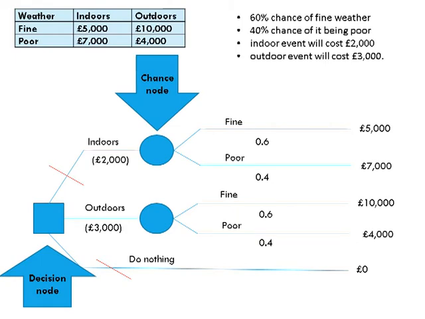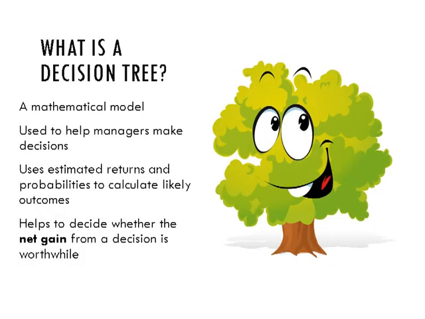Okay, so just something for your notes. Could you please make sure you write down what the decision tree is? So it is a mathematical model used to help managers make decisions. It uses estimated returns and also estimated probabilities to calculate likely outcomes.